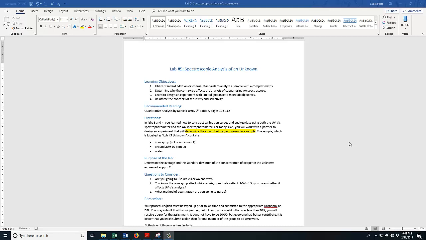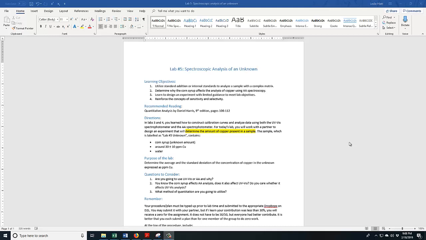For lab number 5, you were asked to determine the amount of copper present in a sample. Most likely you utilized standard addition and AA spectroscopy in order to do so. Now, I hope you've realized by the time you've finished today's lab that determining the amount of copper present in a sample is just not one number.